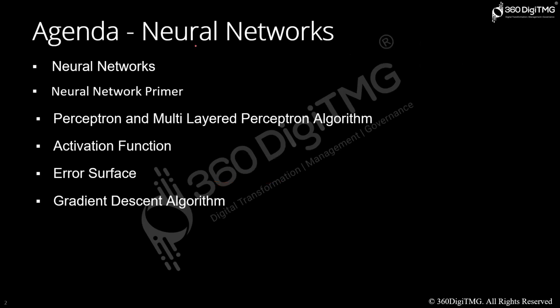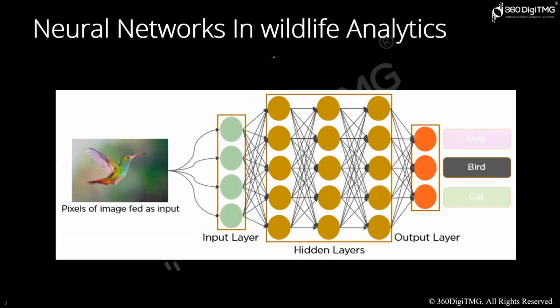So the agenda for today with respect to neural networks would be neural networks, neural network primer, perceptron and multi-layered perceptron algorithm. We'll be looking into perceptron and multi-layered perceptron algorithm and how that works, activation function, error surface, and gradient descent algorithm. So first is neural networks in wildlife.